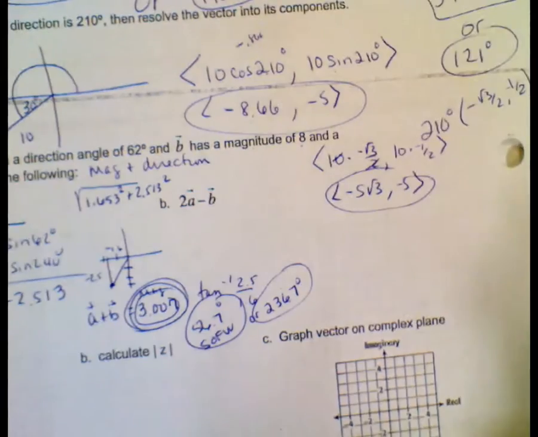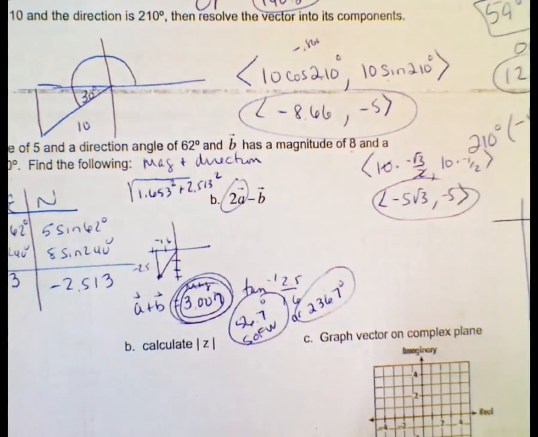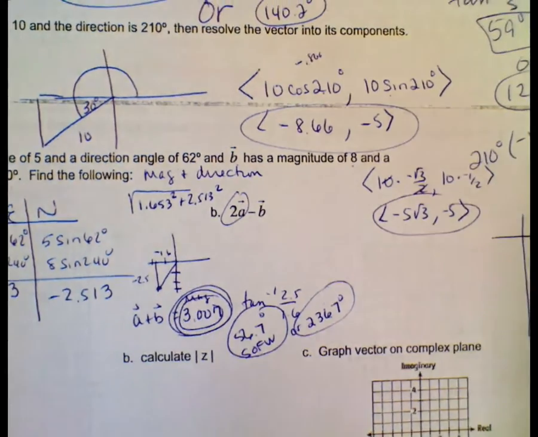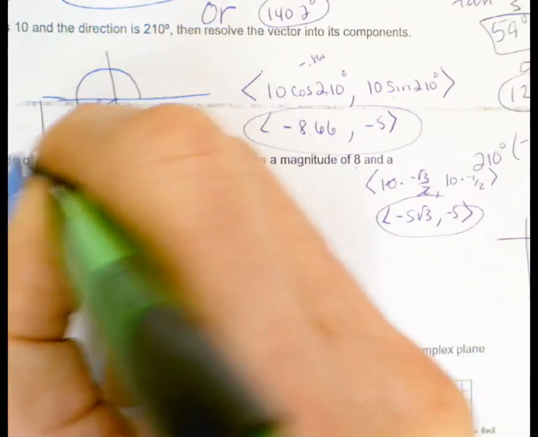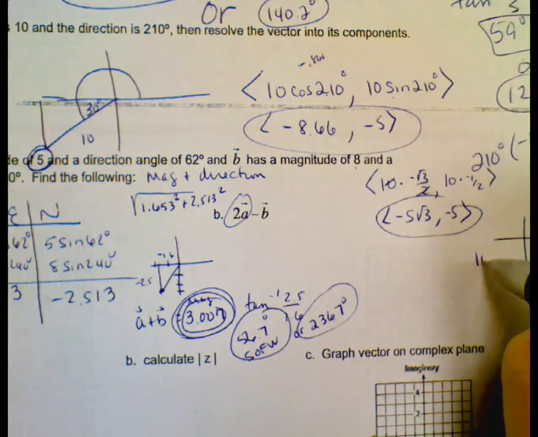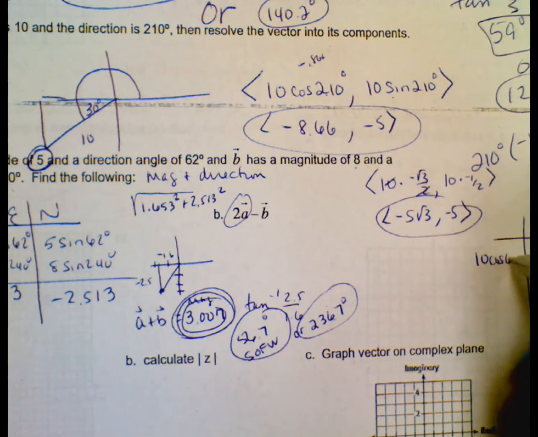All right, so let's do 2a minus b. So another T chart here. So 2a means that you are doubling the magnitude. So the magnitude of a was 5, but we're going to double that to 10. And we're going to keep the angle. So it's still going to be cosine of 62. And 10 sine of 62.